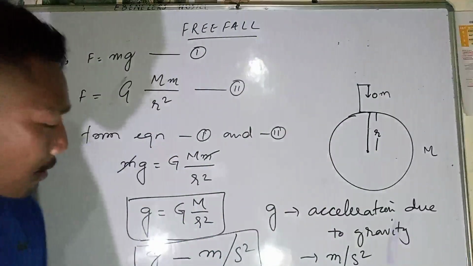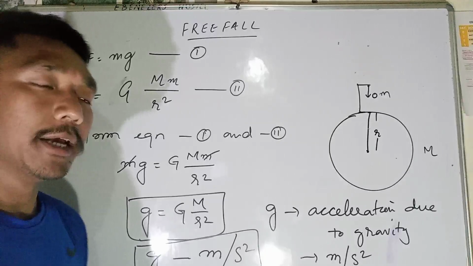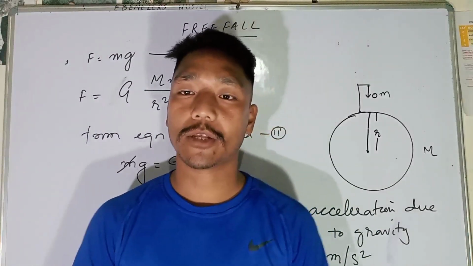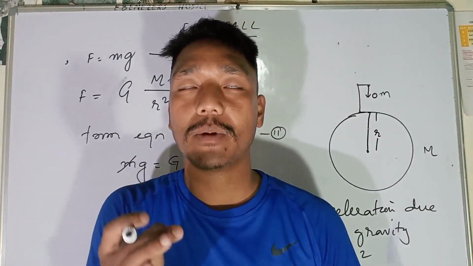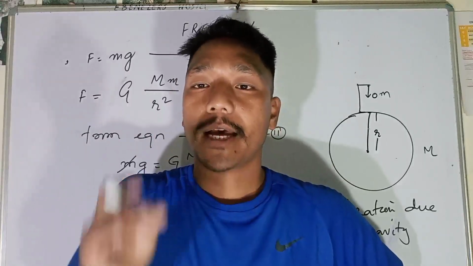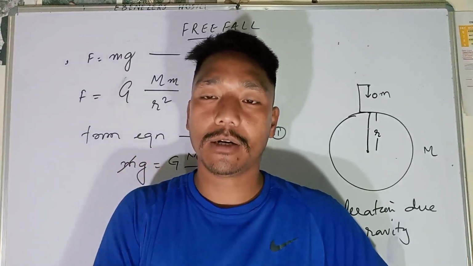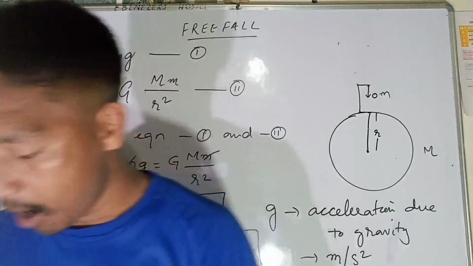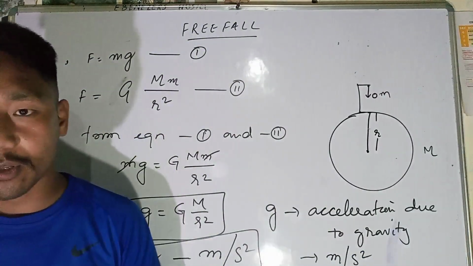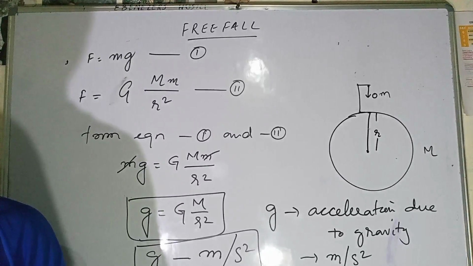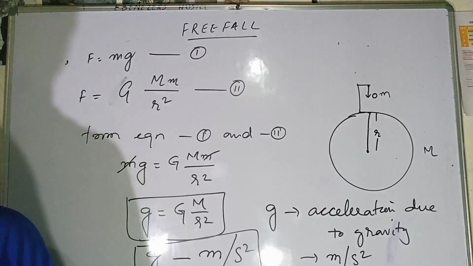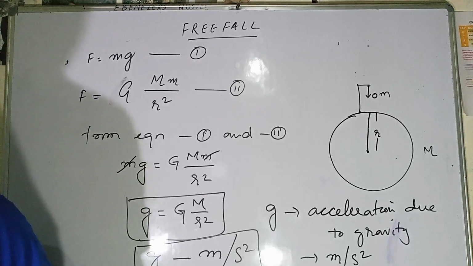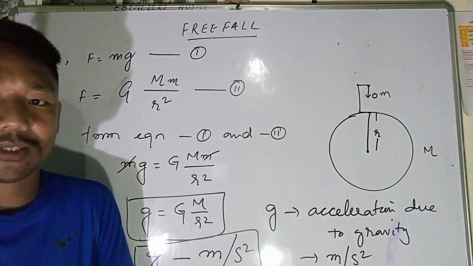How can we derive g? The small letter g, that is acceleration due to gravity, is equal to the product of the gravitational constant and the mass of the Earth divided by r, the radius of the Earth. Since the Earth is not a perfect sphere, the radius of the Earth increases from the pole to the equator, so the value of g becomes greater at the pole than at the equator.